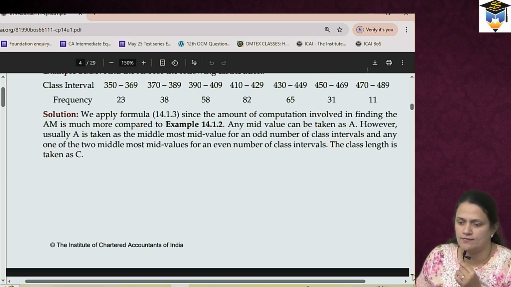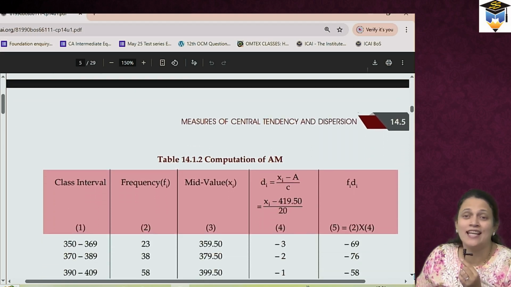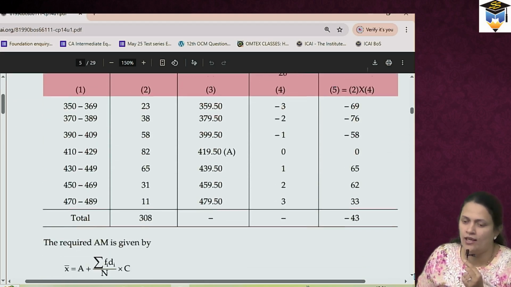Next. Now here if you can see 350 to 369 is the class interval and the frequency is 23. Similarly, this is the example that is given to us. So any mid value will be considered as A, which is assumed mean. Okay.